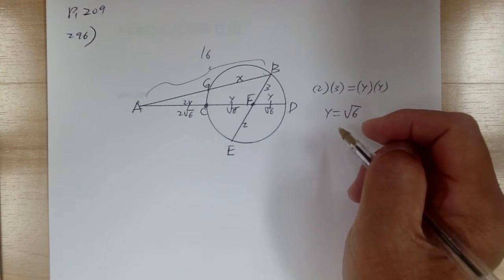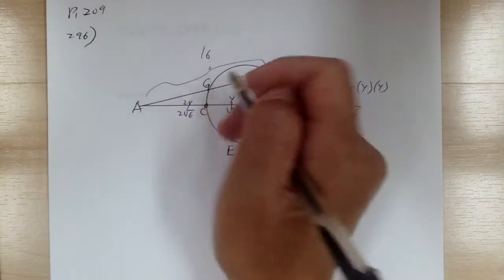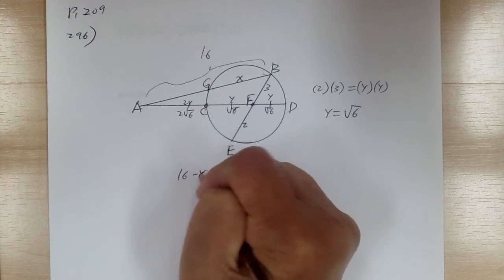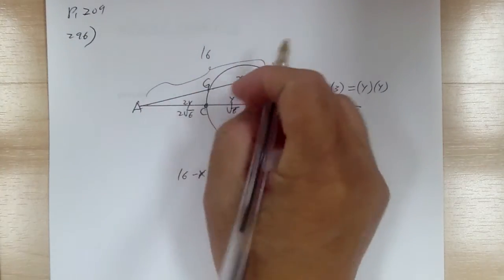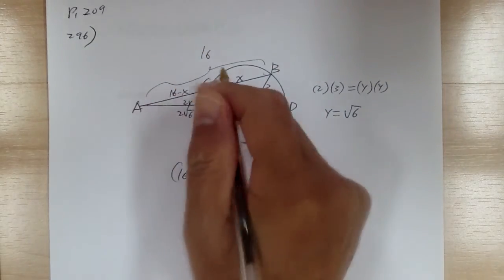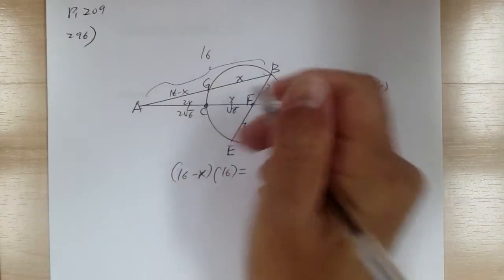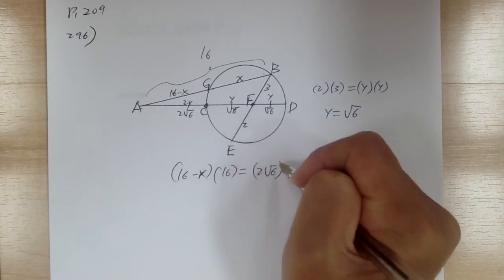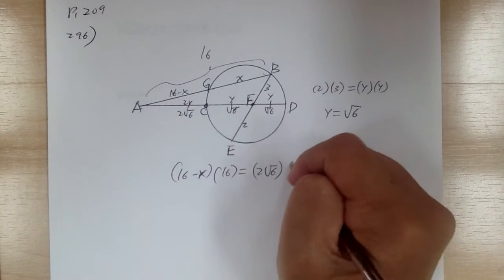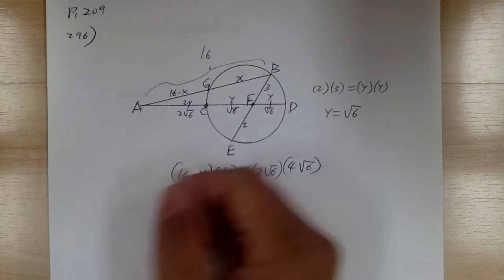Okay, so now we can go ahead and figure out the X. From point to circle, that's 16 minus X, because this is 16 and this is X, so this is 16 minus X. So point to circle times point to circle is equal to point to circle times point to circle. So this will be a total of 4 square root of 6. Okay, so that's going to work it out.